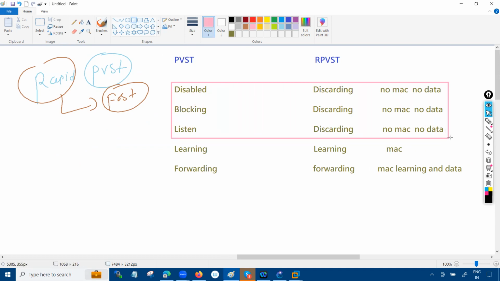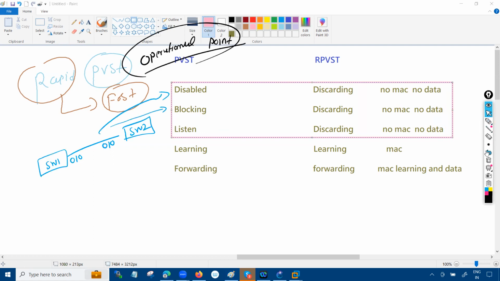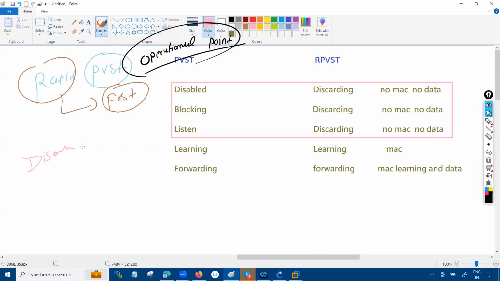From the operational point of view, we are not doing anything in the disabled, blocking, and listening states. So they converted them into a single state. So basically in the RPVST protocol, we just have three states: discarding, learning, and forwarding.